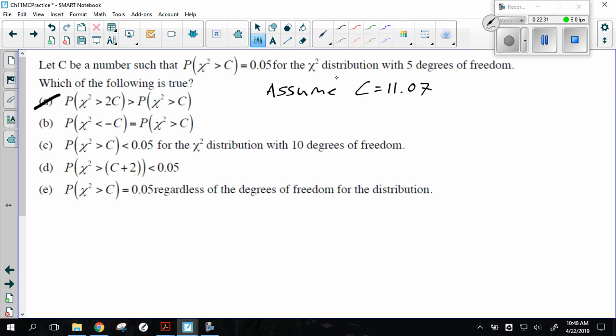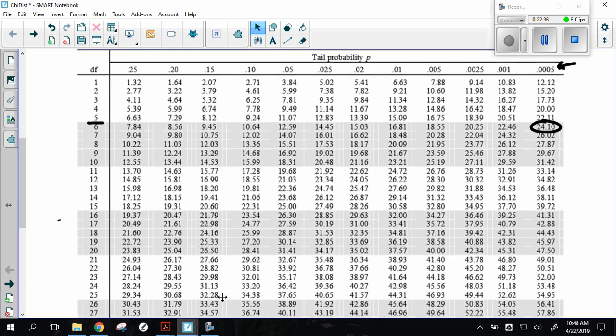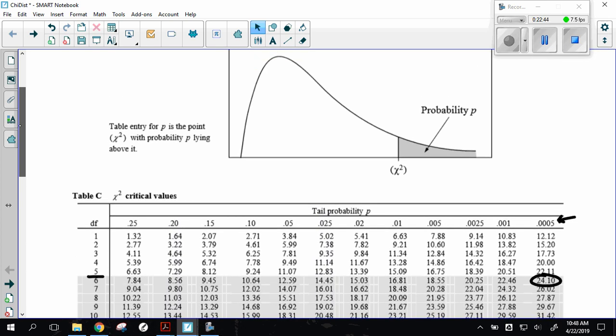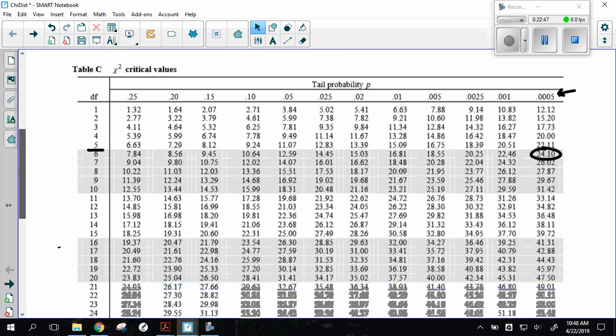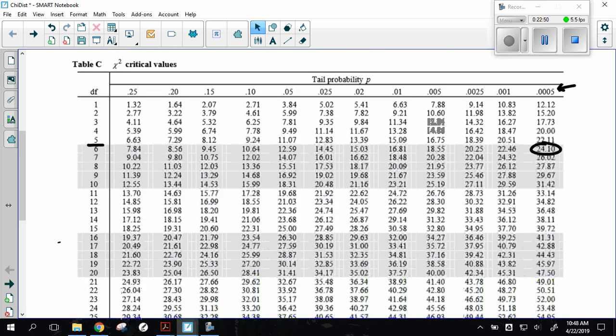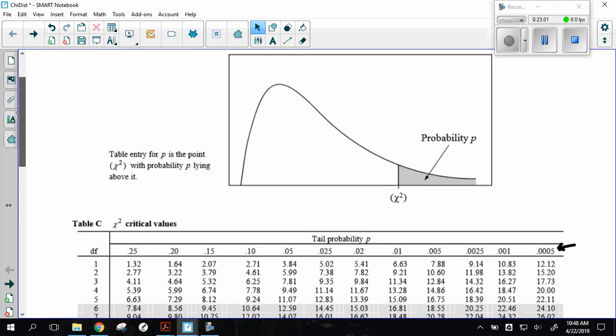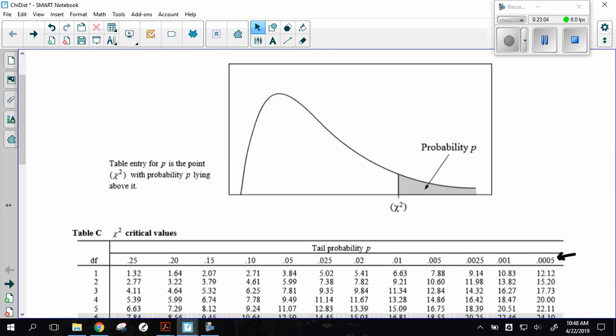This is not true, because if we look at the way this is, we're only getting right tail probabilities. So the idea of a negative critical value doesn't really make sense in this context. If we're looking at a distribution like this, a negative value does not make sense. In fact, negative chi-square values are undefined. So we're going to go ahead and count that out.